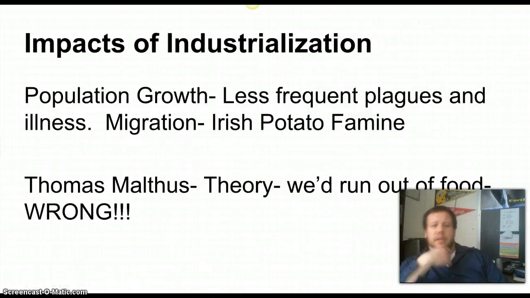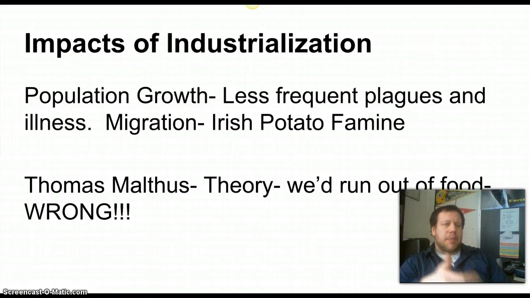Now, the question is, what's the impact of industrialization? Well, first off, you see a big population growth at this time. Less plague, a little less illness. And you just see population actually grow during this time versus shrink. There are a few things that do keep population the same. Migration, a lot of people leave Europe, they go to the U.S., other places, and so on. The Irish potato famine kills, or makes a lot of people move, but overall population is growing.